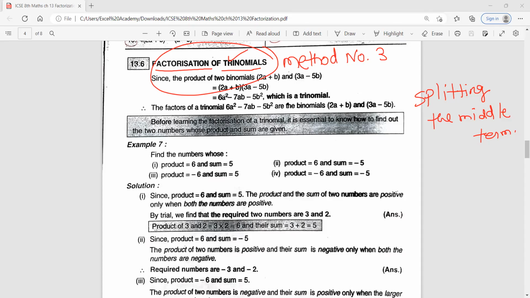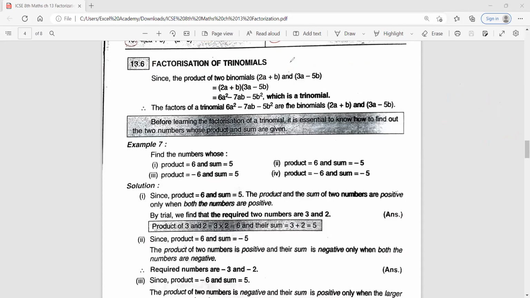It has three terms. जिथे असतात ना ते factor करायला आपल्याला splitting the middle term use करायला लागतं ना. आता बघूया आपण एक question घेऊया. I will show the procedure on the whiteboard. So let's say we have 6a square minus 7ab minus 5b square. So let's go to the whiteboard.